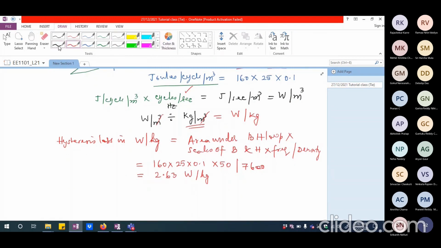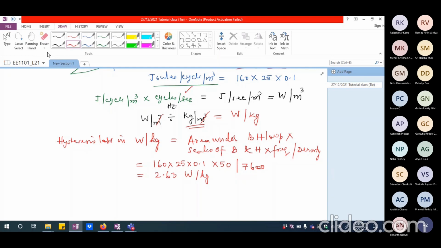Okay, so that is what is being given here. Any questions on this? Any questions? Is this clear? This is essentially from what we discussed earlier in terms of the BH loop and how that is representing hysteresis loss. So we are calculating from the BH loop.